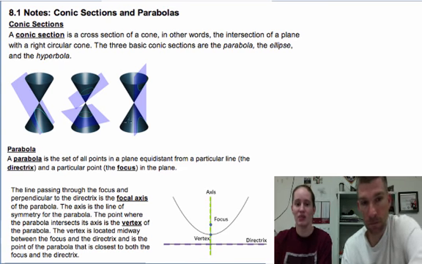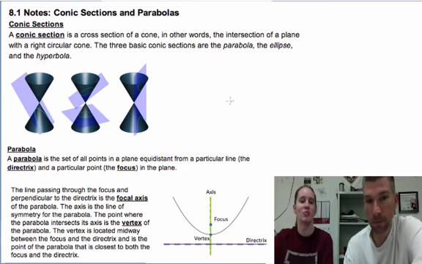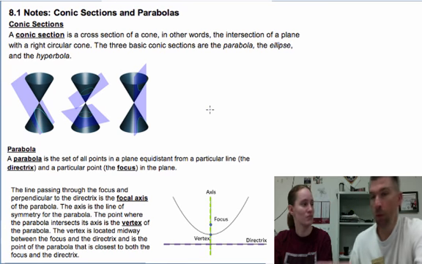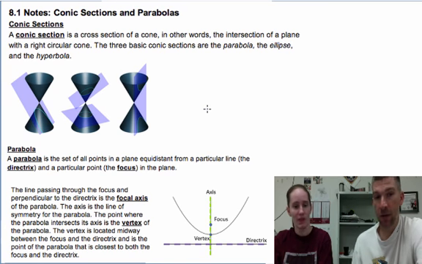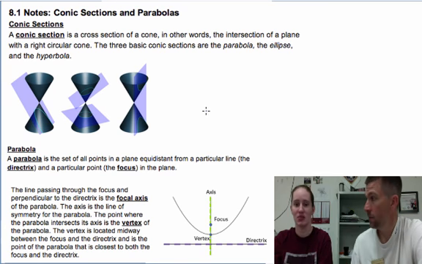A parabola is the set of all points in a plane equidistant from a particular line called the directrix and a particular point, the focus, in the plane. Now, before we have a panic attack about all this directrix and focus business, a parabola is still the parabola that you learned about in Algebra 1. Like y equals x squared? Yes, still the same deal. We are just complicating it a little bit more because we want to know what's actually going on and define how it works.